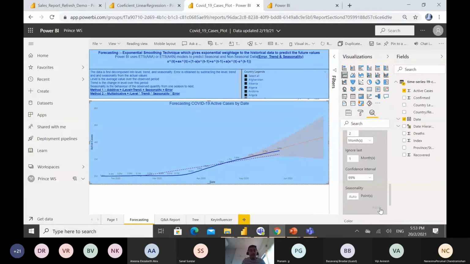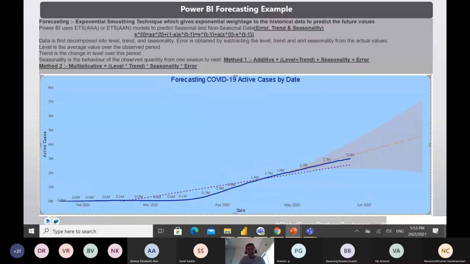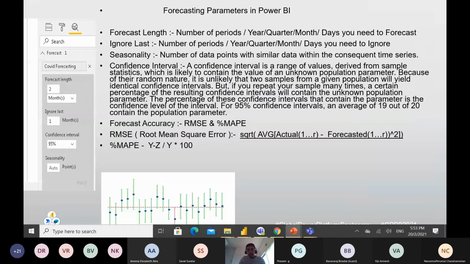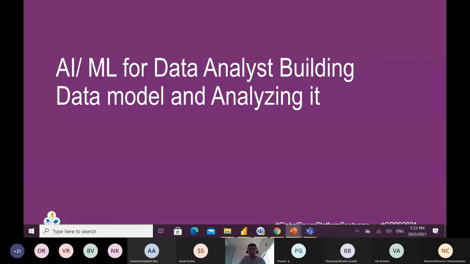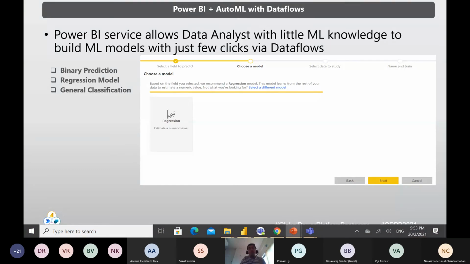So these are very simple things that you can do without having too much forecasting or modeling knowledge. This is one part, and then I'm going to do another one. This is for the data analyst building a data model and analyzing it, without having full-fledged knowledge of the whole thing.